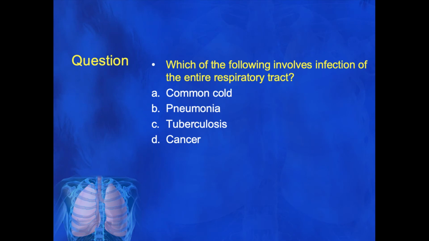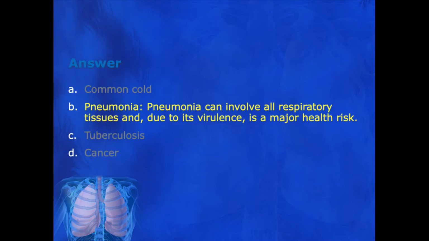Which of the following involves infection of the entire respiratory tract? The common cold, pneumonia, tuberculosis, or cancer? What do you think? And the answer is pneumonia. Pneumonia can involve all respiratory tissue and, due to its virulence, is a major health risk.